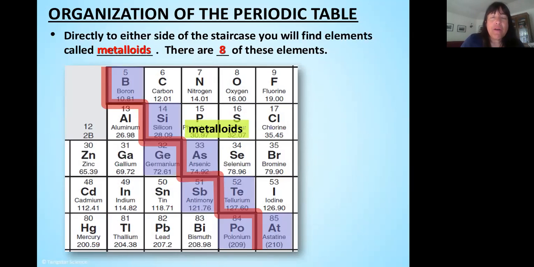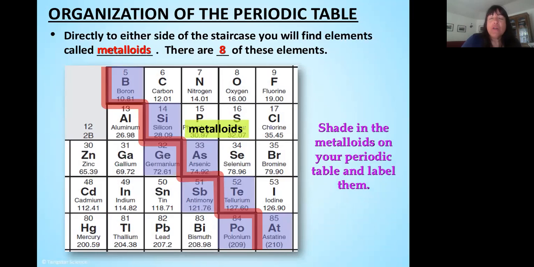And there are 8 of these elements. Again, if you're touching the stairs, you're a metalloid unless you're aluminum. Aluminum is a definite metal. It has no properties of a nonmetal. So shade in your metalloids on your periodic table, and you are going to label them. Boron, silicon. All you need to do is put in the element symbols. You don't need to write the words. As, Sb, Te, Po, At.